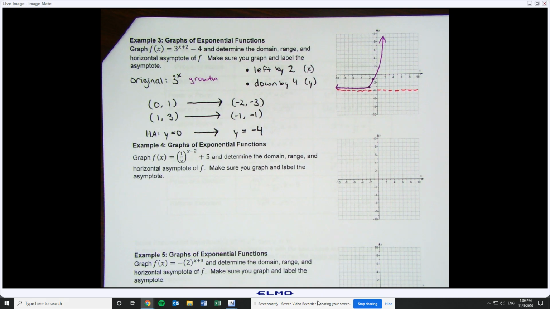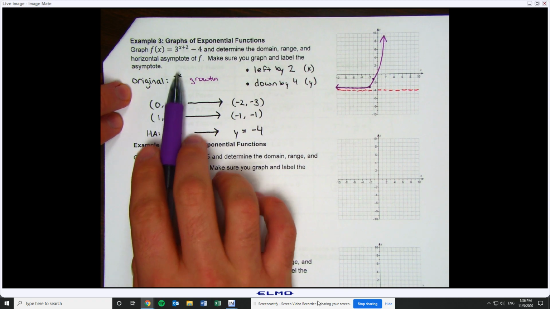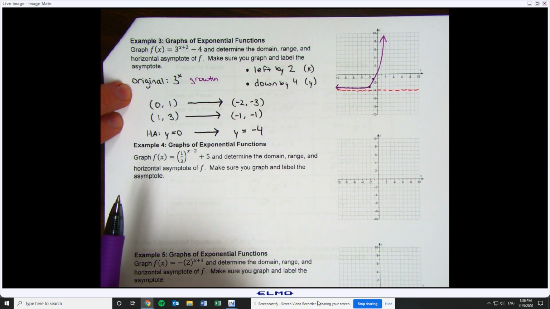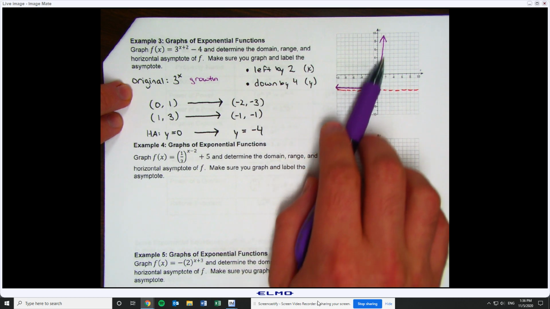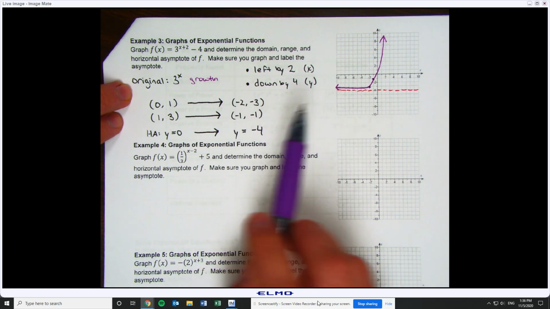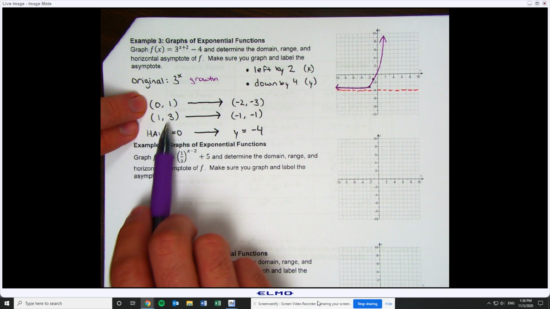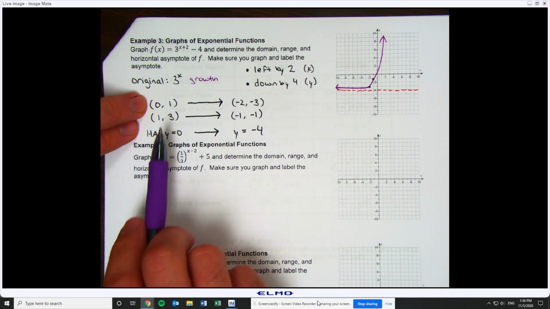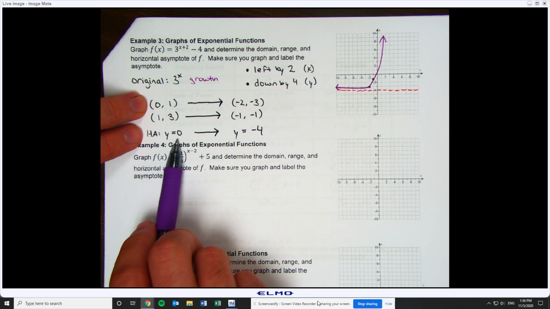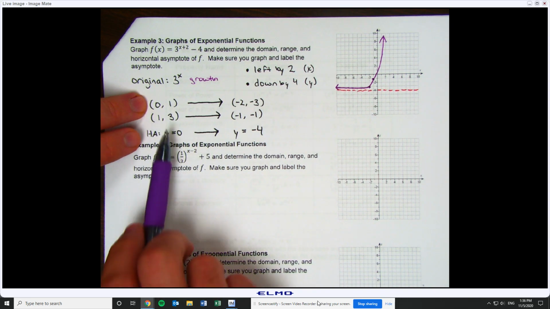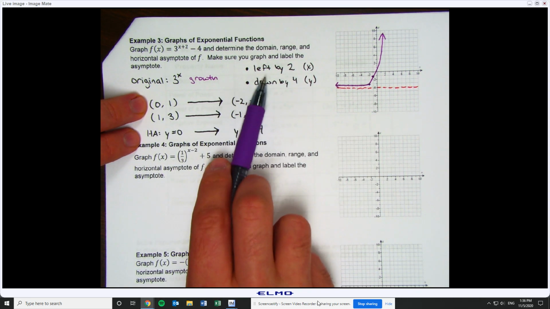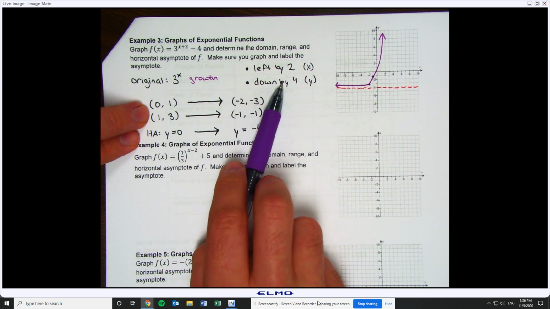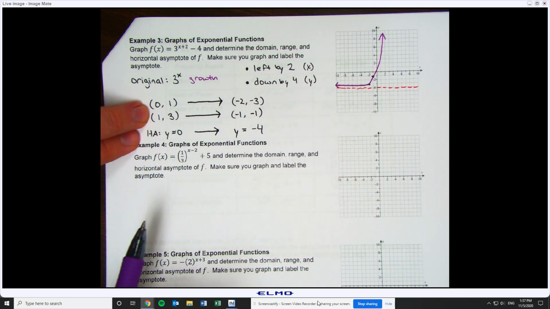So hopefully this wasn't too confusing. Always start by writing down what your original was. You can find that using your base and just the exponent. Knowing whether it's a growth or decay will let you know what shape it's going to make. Growth goes up. Then just pick out the points that you know. With our points, we know 0, 1, and 1, 3. And with also your horizontal asymptote, from there, apply the transformations to those points. Left deals with x, up and down deals with y.